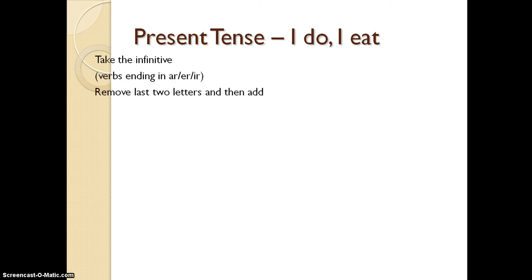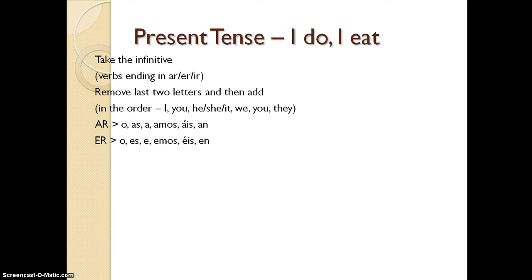Then we remove these last two letters to form our stem, and then we add in the order I, you, he, she, it, we, you, and they. AR goes o, as, a, amos, áis, an. So the AR off and add O for I, AS for you, A for he, she, and it, etc. ER: o, es, e, emos, éis, en. IR, almost the same: o, es, e, imos, ís, en.